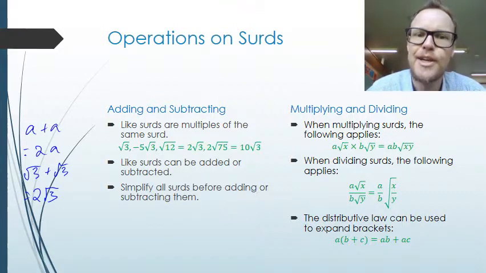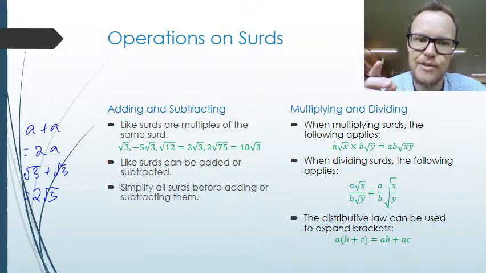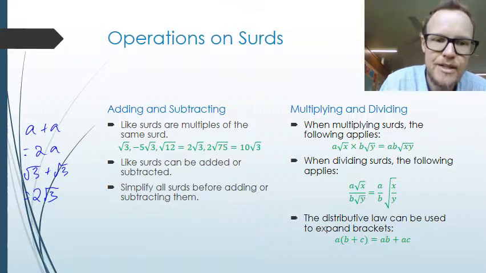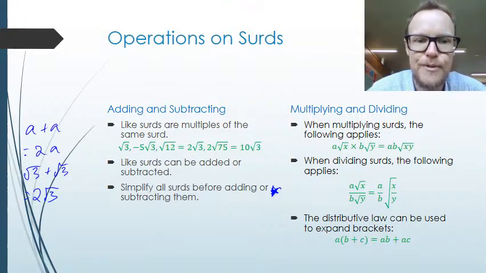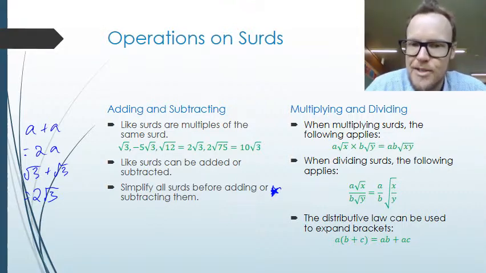So like surds occur when we simplify, so we should always simplify first to figure out whether we have any like surds or not. So that's the first thing we should do. Simplify all surds before adding or subtracting them. That's your first step. Always simplify first. Like surds can be added and subtracted, like I've said.